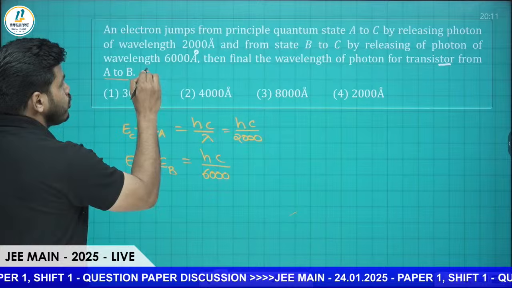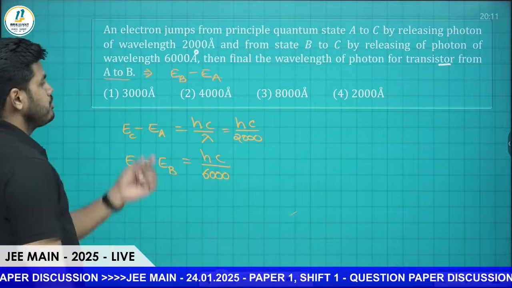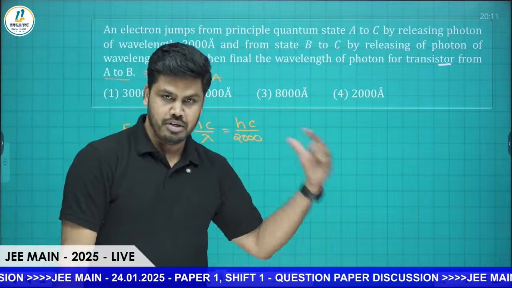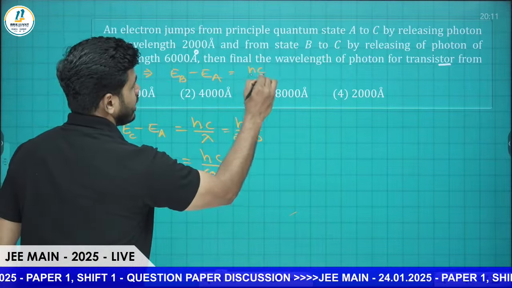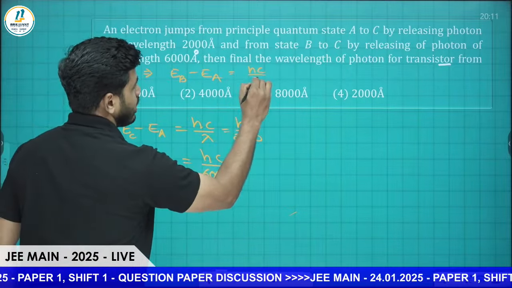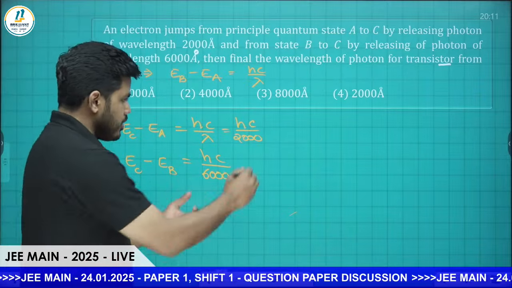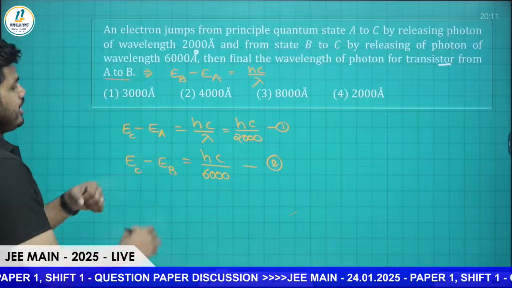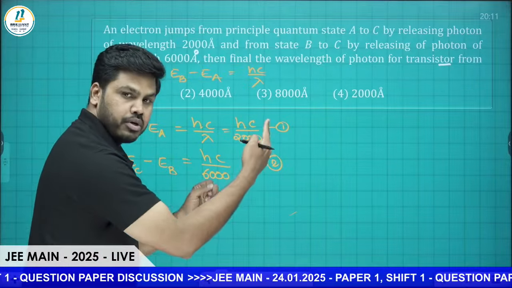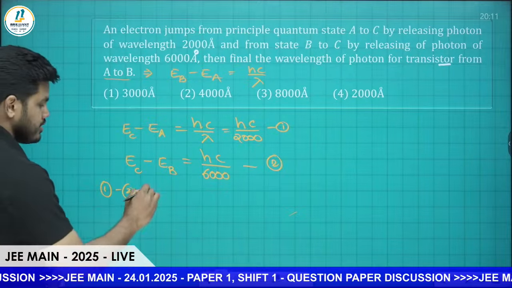So if you want to go for A to B, we should get EB minus EA, correct? We have to get EB minus EA, final energy level minus initial energy level. So EB minus EA will be some hc divided by lambda. So whatever comes here, that is your answer, correct? Okay, so how will you get EB minus EA? See, look at equation number 1 and equation number 2. If you subtract equation number 2 from equation number 1, what is the result?